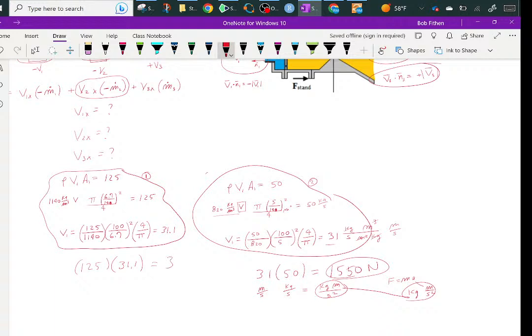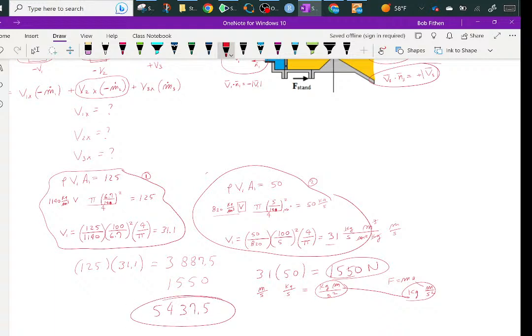3,887.15, and then add 1550 to that. Let's see. I use the calculator. 1550 plus 3,887.5, 54, 37.5. See, so you read the problem.